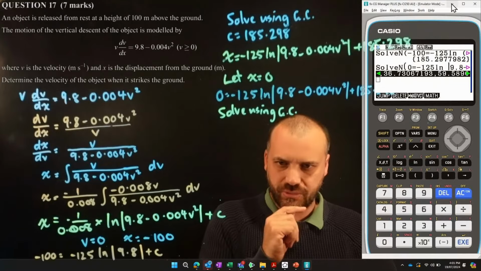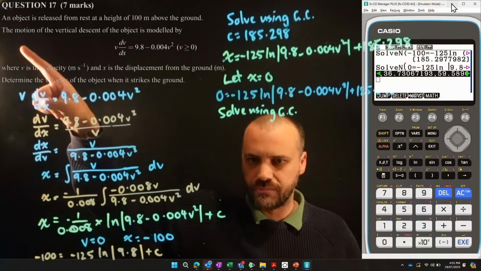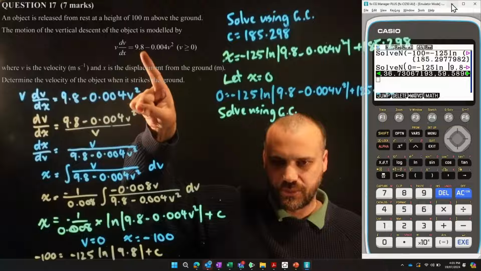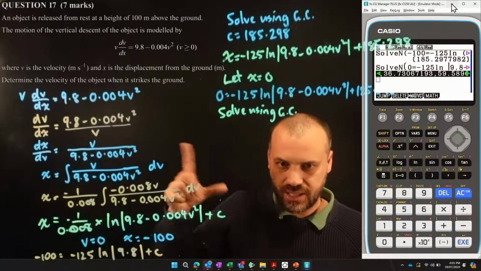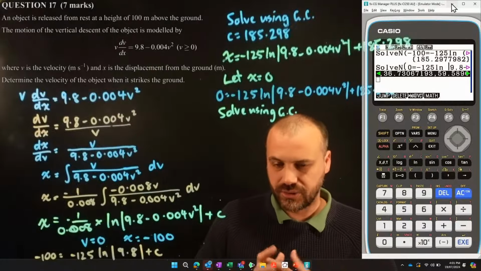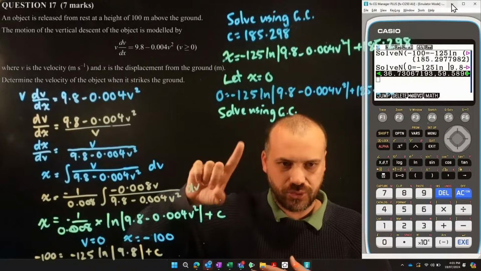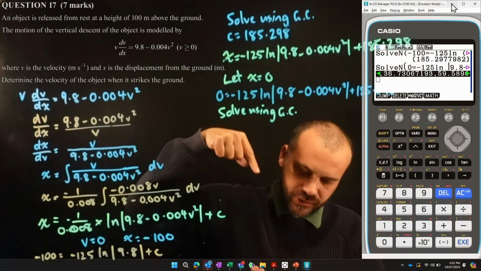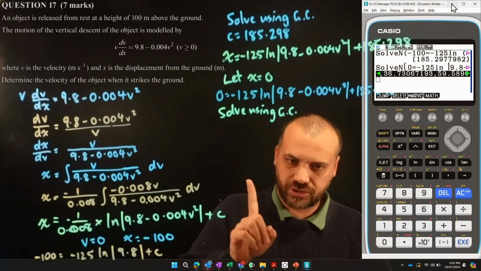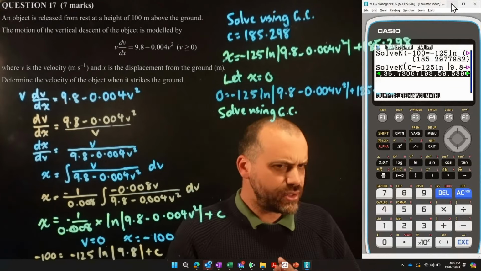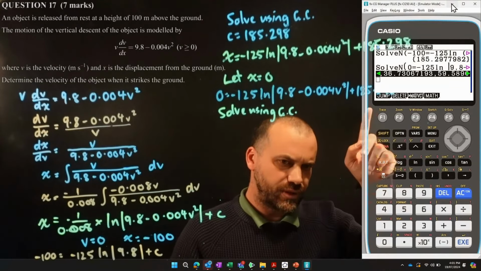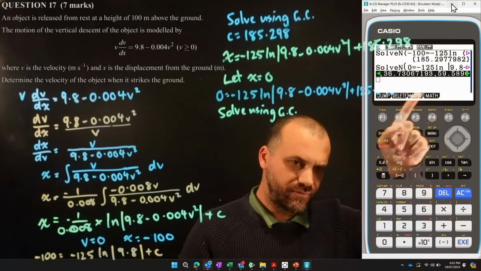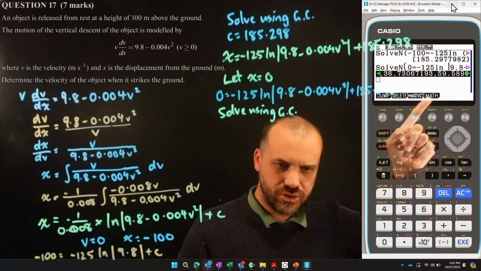So what can we get rid of? Okay, the motion of the vertical descent of the object. We've talked about this 9.8 being positive, so velocity here is a positive value. So we can ignore the negative solutions here. The velocity is being measured in a downward direction, not an upwards direction. So it's either a velocity of 36.73 or a velocity of 59.58. So which of these two answers is correct?